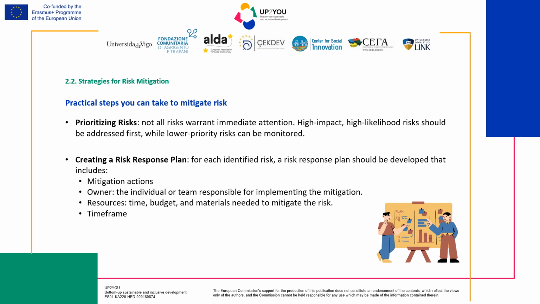Let's now see some practical steps you can take to mitigate the risk. Not all risks are equal, so it's crucial to prioritize them based on their potential impact and likelihood. High impact, high likelihood risks should be your first concern. These are the risks that could seriously disrupt your project and need immediate attention. On the other hand, risks that are low in both likelihood and impact can be monitored but do not require the same level of focus or resources. Prioritizing allows you to allocate your time and efforts efficiently to mitigate the most significant risks first, reducing the chances of major issues later on.